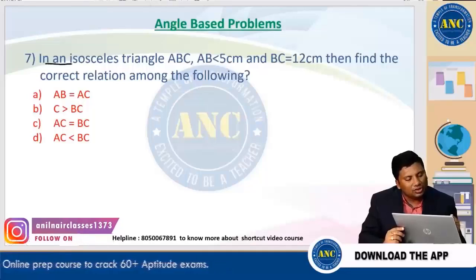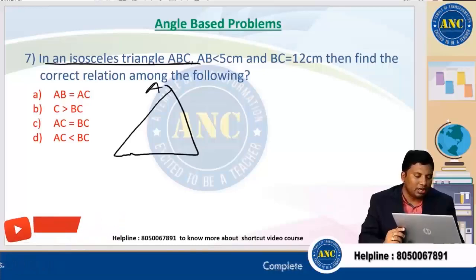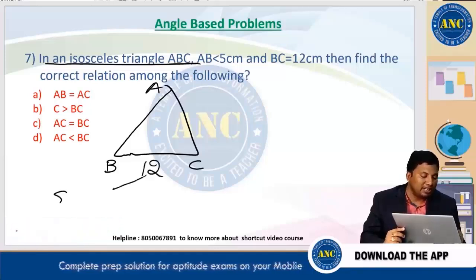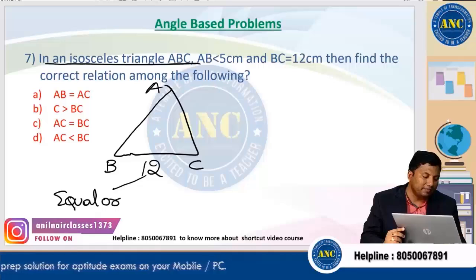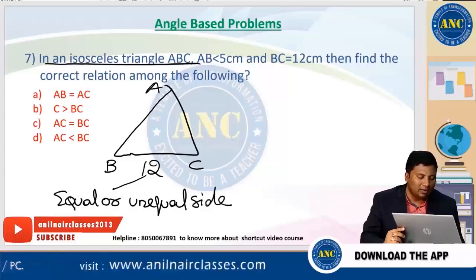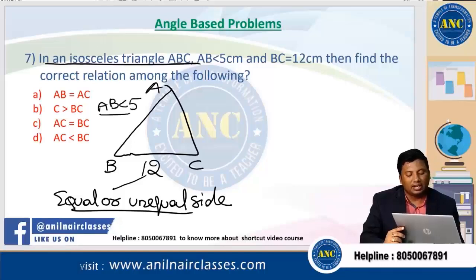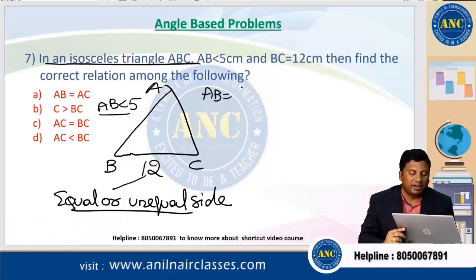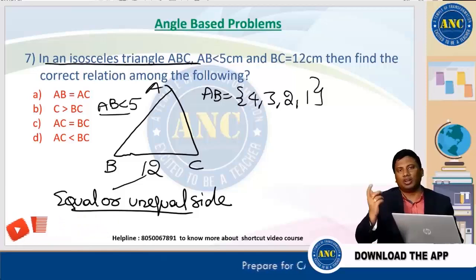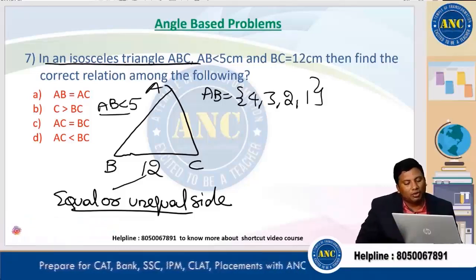Now see, there is an isosceles triangle ABC. BC is 12. We don't know whether it is an equal side or an unequal side. He is telling that AB is less than 5. If AB is less than 5, AB will be 4, 3, 2, 1, because integral value AB cannot be 0.